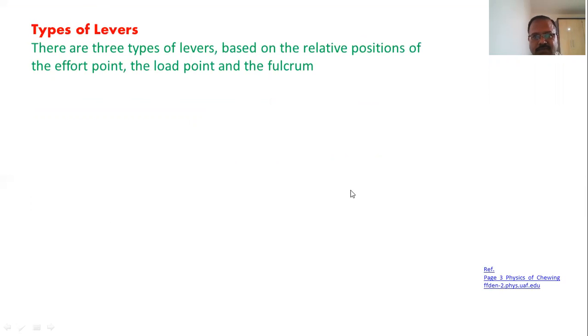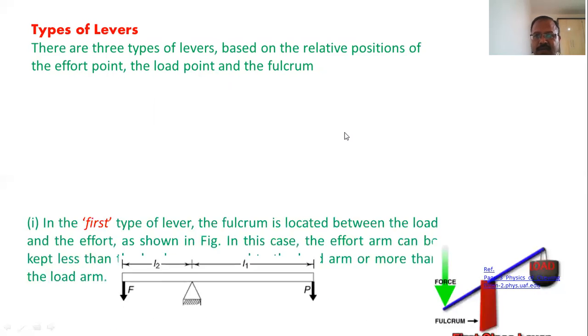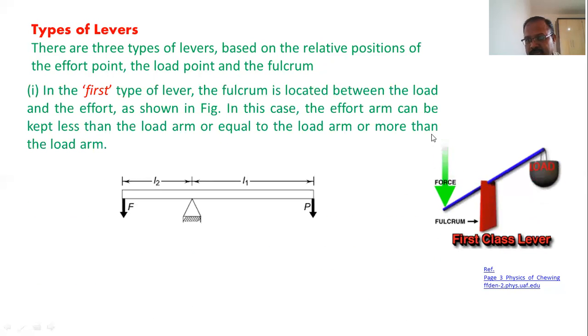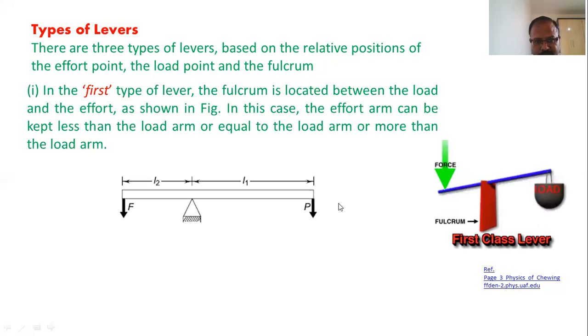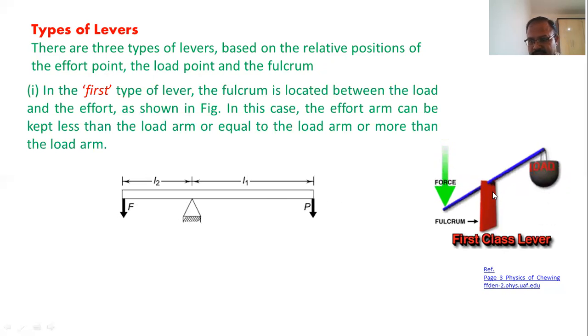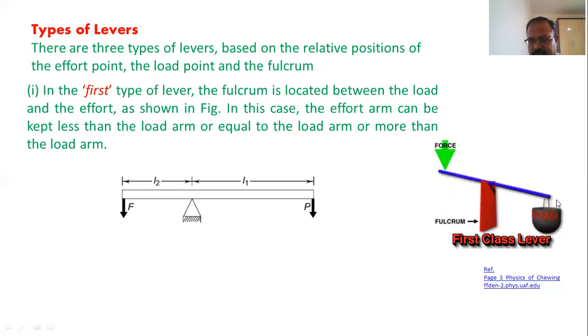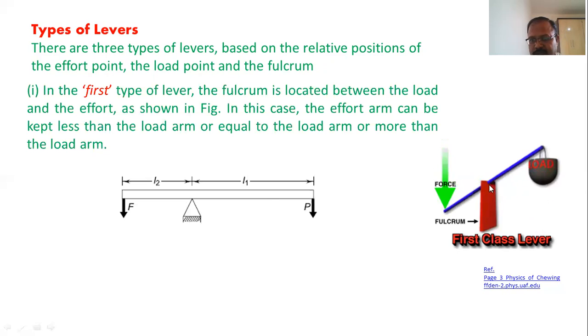So we can first study the different types of levers. As explained earlier, there are three relative positions: one of the effort, the second of the load, and the third of the fulcrum. Depending on the relative positions of the effort point, load point, and fulcrum, we can classify levers into three main categories. This is the first type of lever, where the fulcrum is in between the load and the effort. We can see over here, this is the fulcrum, this is the effort, and this is the force or load that is being applied.